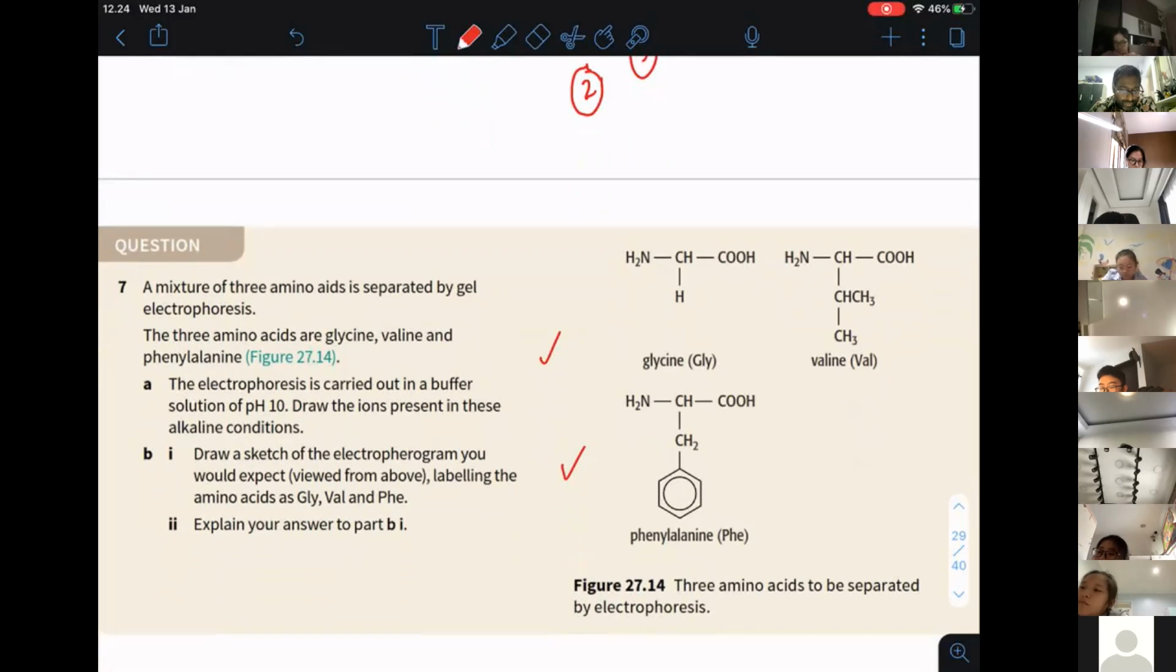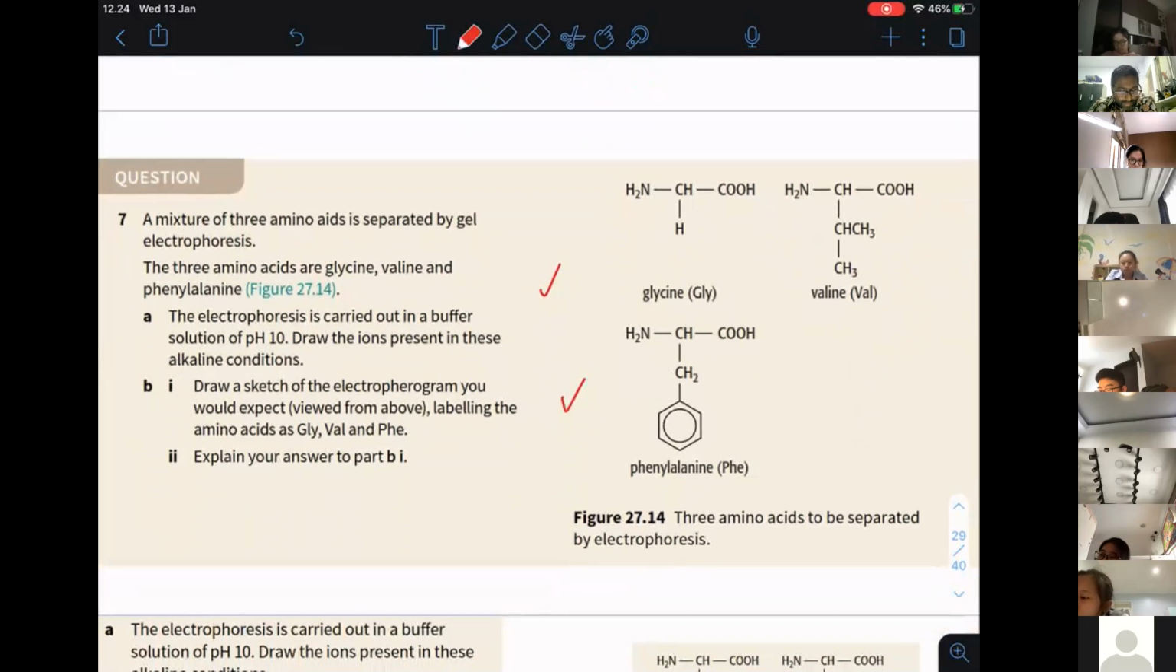But you need to know, for example, they say electrophoresis is carried out in a buffer of pH 10. Different pH, different results. So at pH 10, draw the ions present in this alkaline condition. So glycine, valine, and phenylalanine, you can refer from the textbook. So this is glycine, valine, and phenylalanine.